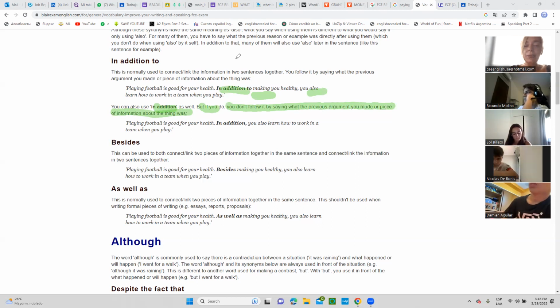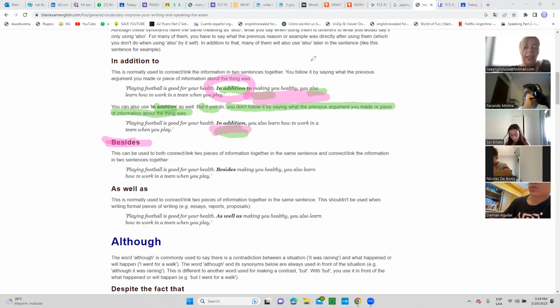So in addition, in this case, we can use it as a linking word. In addition, comma, the same way as we use however, comma, furthermore, comma, firstly, comma, secondly, comma, finally, comma, okay? In addition, comma. So you can use in addition in two ways: in addition to, and then you state your argument, or in addition as a linking word, in addition, comma, okay?